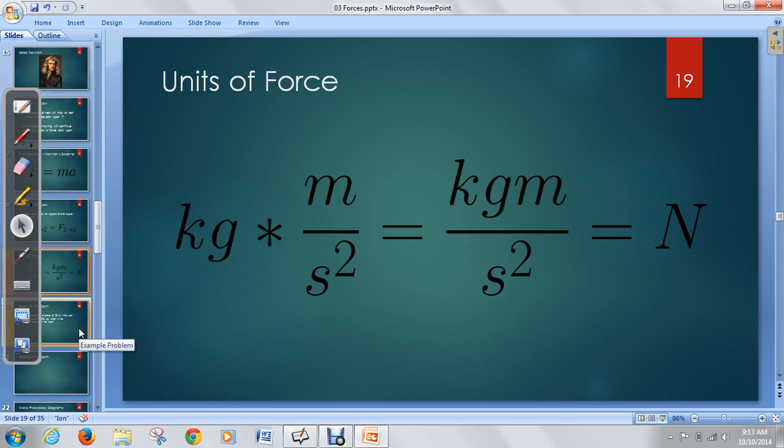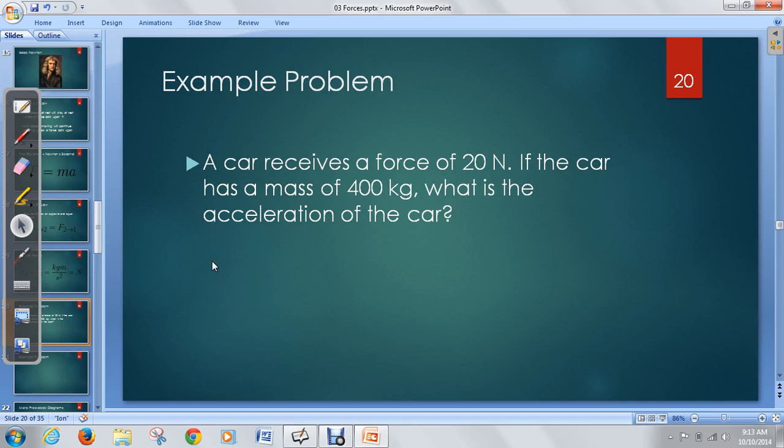All right, if you're doing participation, try this example problem really quick. A car receives a force of 20 newtons. If the car has a mass of 400 kilograms, what is the acceleration of the car?